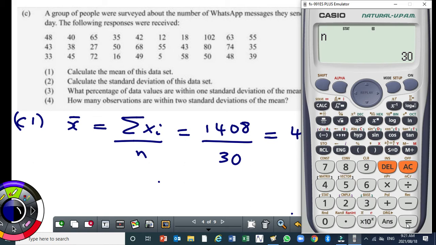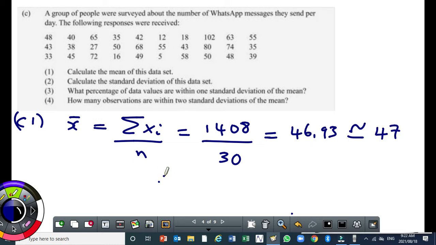So all I have to do is clear that. Okay, shift, then 1, then number 4 again. I want x bar. Right? That's number 2. Then you press equals. You get that. If you divide manually this 1408 by 30, you get the same answer. But why would you want to waste your energy and time doing it? Your calculator has got the answer already. Right? Okay, so that's the first one.